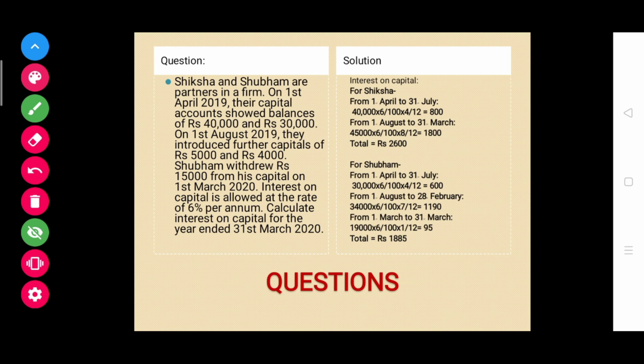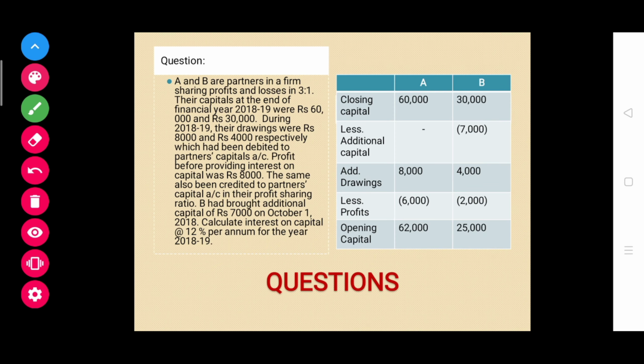Let's proceed to the next question. A and B are partners and their profit sharing ratio is 3:1. Their capital at the end. So here we have closing capital at the end. How much? 60,000 and 30,000.